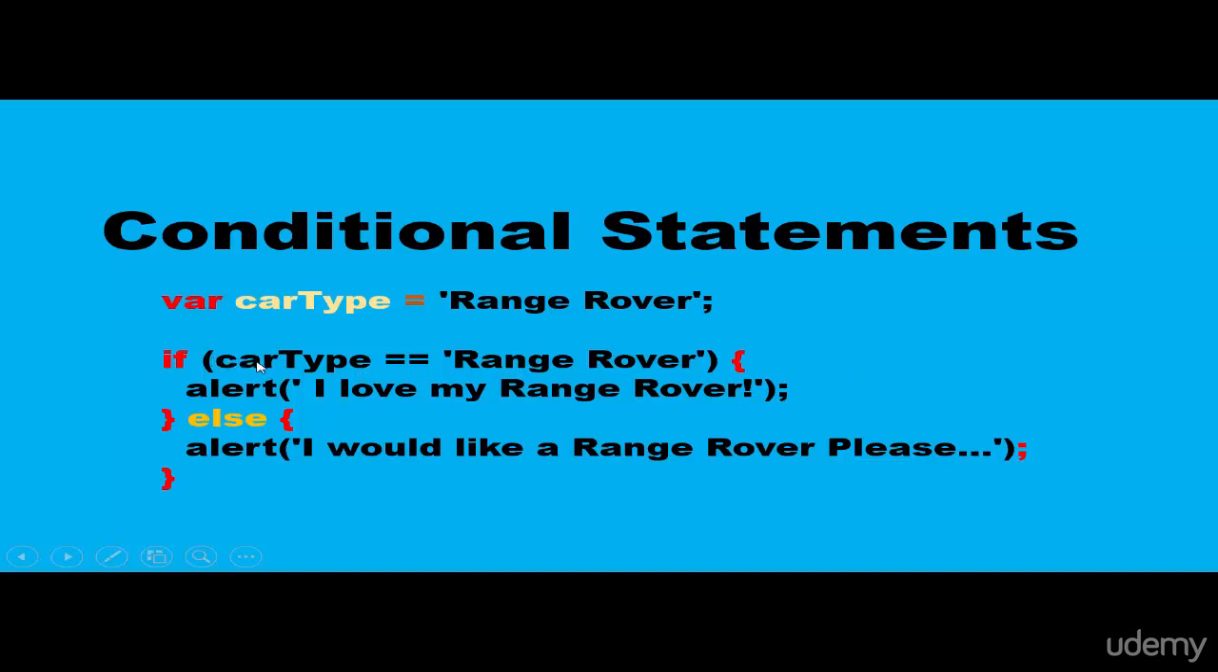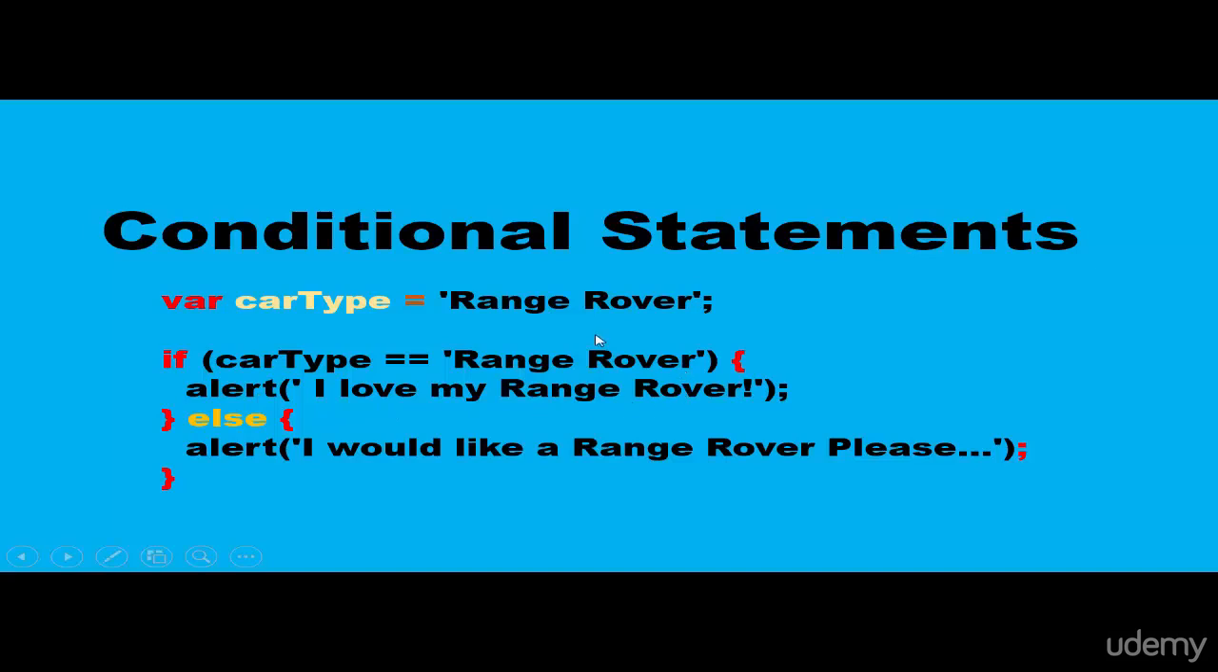So the condition is, if the car type, which has been declared here, is equals to, in JavaScript, double equals means equals. A single one means you're setting or giving a value. So if car type equals Range Rover, alert this. The code that will be executed will be this. So a pop-up window will come up saying, I love my Range Rover.